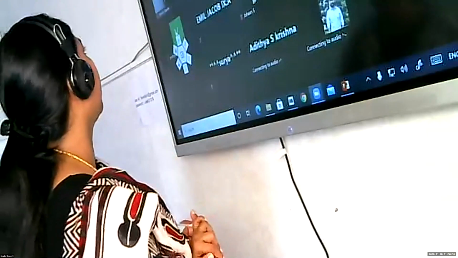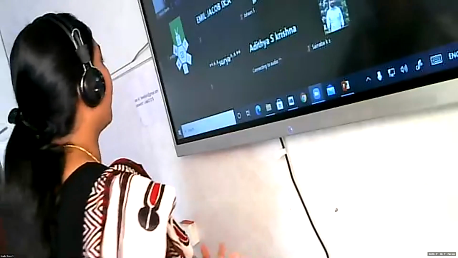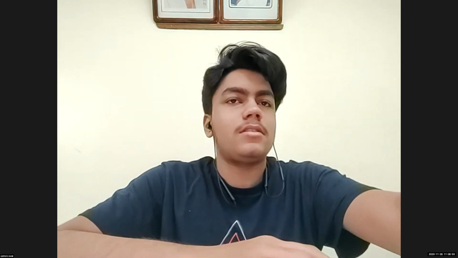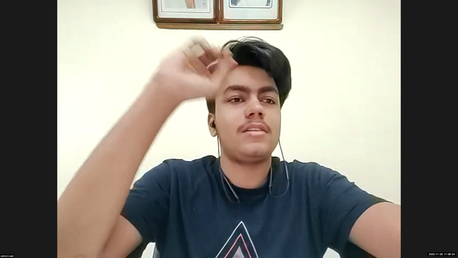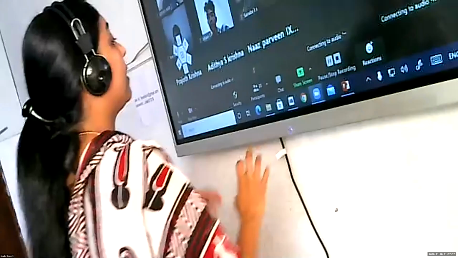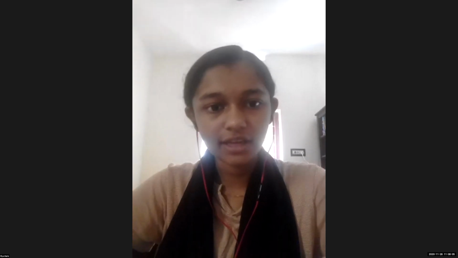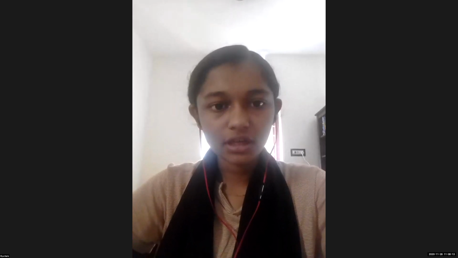What is the difference between weather and climate? Aditya, what is the difference between weather and climate? Weather changes every day, and climate is the conditions that exist for a long period of time in a region. Climate refers to the sum total of weather conditions and variations over a large area for a long period of time. Good. And weather refers to the state of the atmosphere over a certain region for a short period of time.